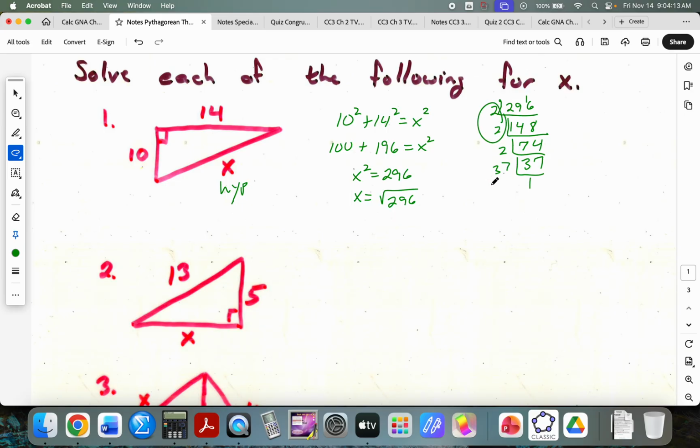So that's going to be 2. I'll have the square root of 2 times the square root of 37 is the square root of 74.